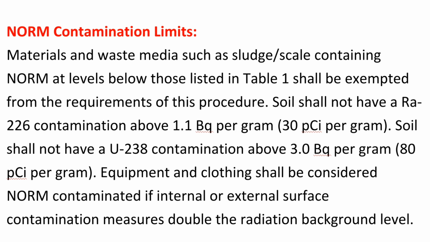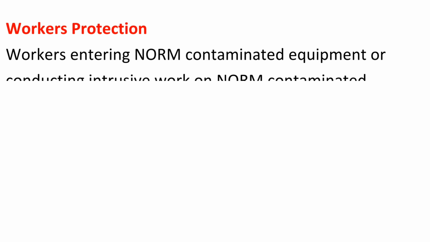Soil shall not have a Ra-226 contamination above 1.1 becquerels per gram, 30 pCi per gram. Soil shall not have a U-238 contamination above 3.0 becquerels per gram, 80 pCi per gram. Equipment and clothing shall be considered NORM contaminated if internal or external surface contamination measures double the radiation background level.